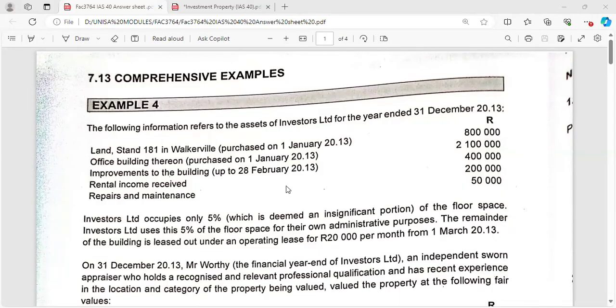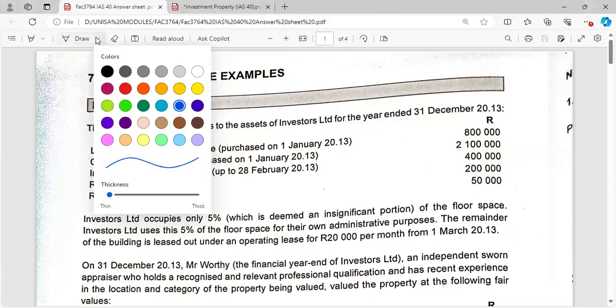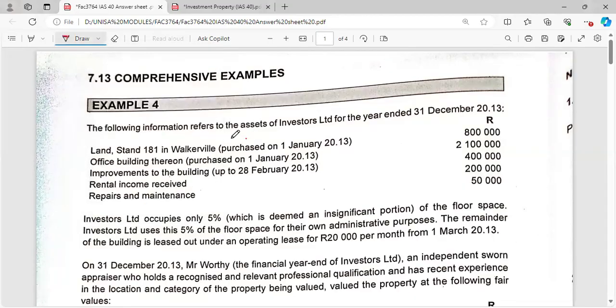Right, let's look at this question. Let us all look at this question. I think you guys can see the question. Right, so that's the question. They say the following information refers to the assets of Investors Limited for the year ended 31 December 2013. These are the assets for the company.